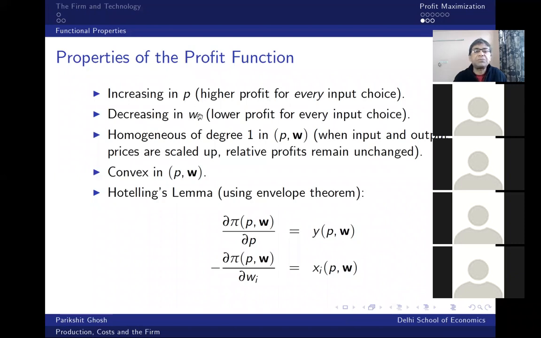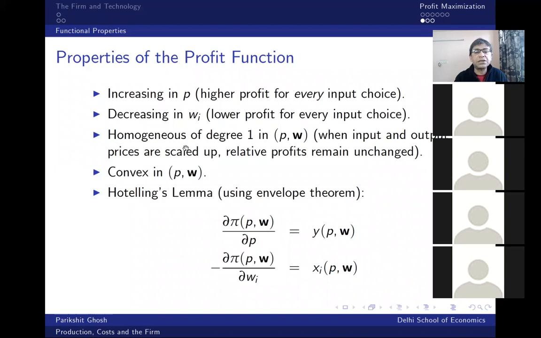And exactly the same logic says that it has to be decreasing in each input price. For example, if one input becomes cheaper, again, even without changing or adjusting its decisions, the firm can earn higher profits. So there's a negative relationship between profits and input prices.